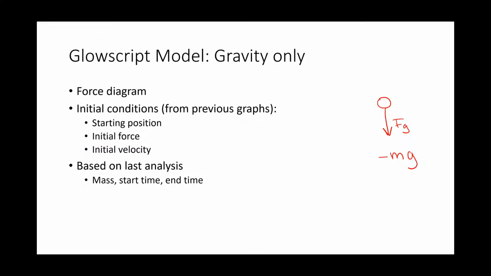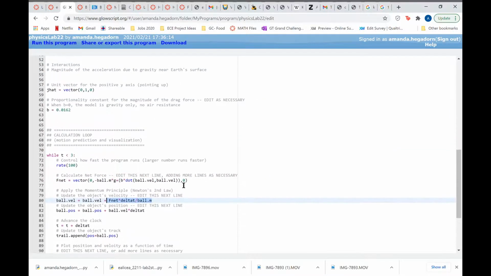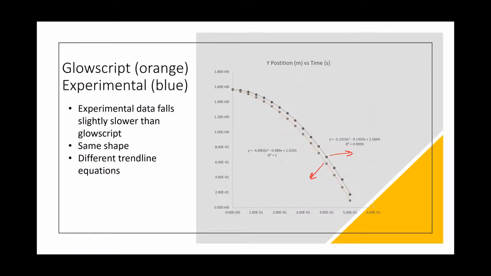Using this data, we could create a Glowscript model, assuming that the force diagram on the yarn is only the force of gravity acting in the negative y direction. The starting position, velocity, mass, start and time increment were pulled from Tracker. Using an Fnet of negative mass times acceleration due to gravity, I updated the position of the ball at each time interval using the momentum principle.